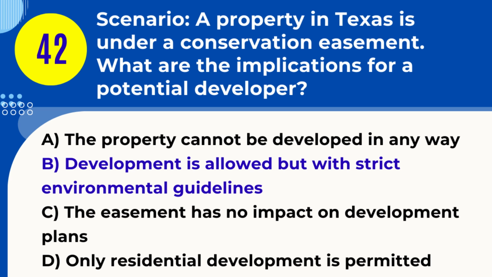Answer: B. Development is allowed but with strict environmental guidelines. Explanation: when a property in Texas is under a conservation easement, it means that development is possible but must adhere to specific environmental guidelines and restrictions. The easement aims to protect certain natural features while allowing for responsible development.